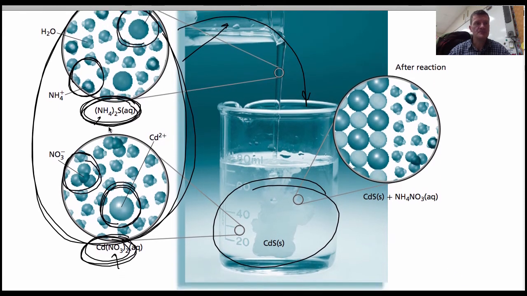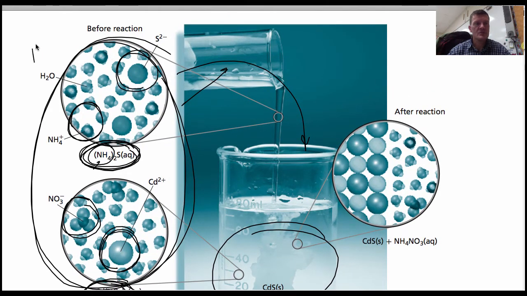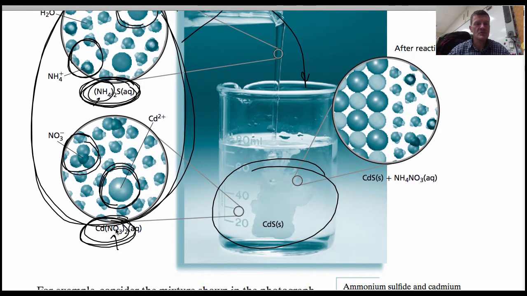So here's what happens. Ammonium from solution number 1 up here could bump into nitrate from solution number 2, but ammonium nitrate is still soluble. They're not going to form a bond and form a solid, because they're going to just stay as ions and stay surrounded by water because it's soluble. But if the cadmium from solution number 2 and the sulfur from solution number 1 bump into each other, they're going to form a bond that water's not going to be able to get in and separate. And they're going to form a solid right here. This is the solid that's being formed.